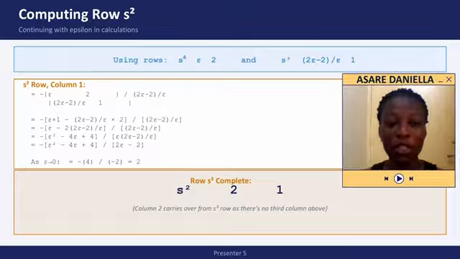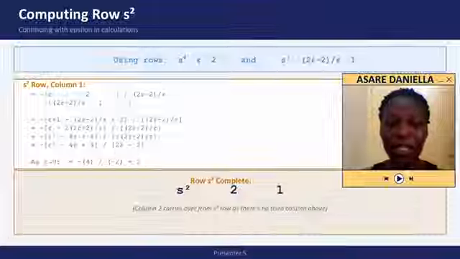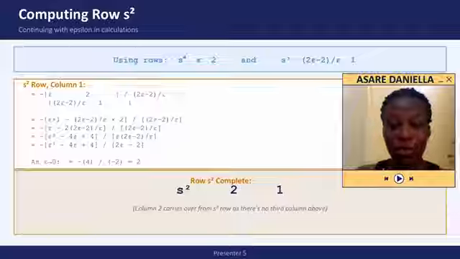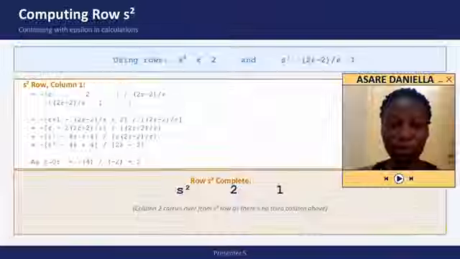So row S squared is now 2 and 1. The second element is 1, and it is carried over from the S squared row since there is no other third row. Thank you.